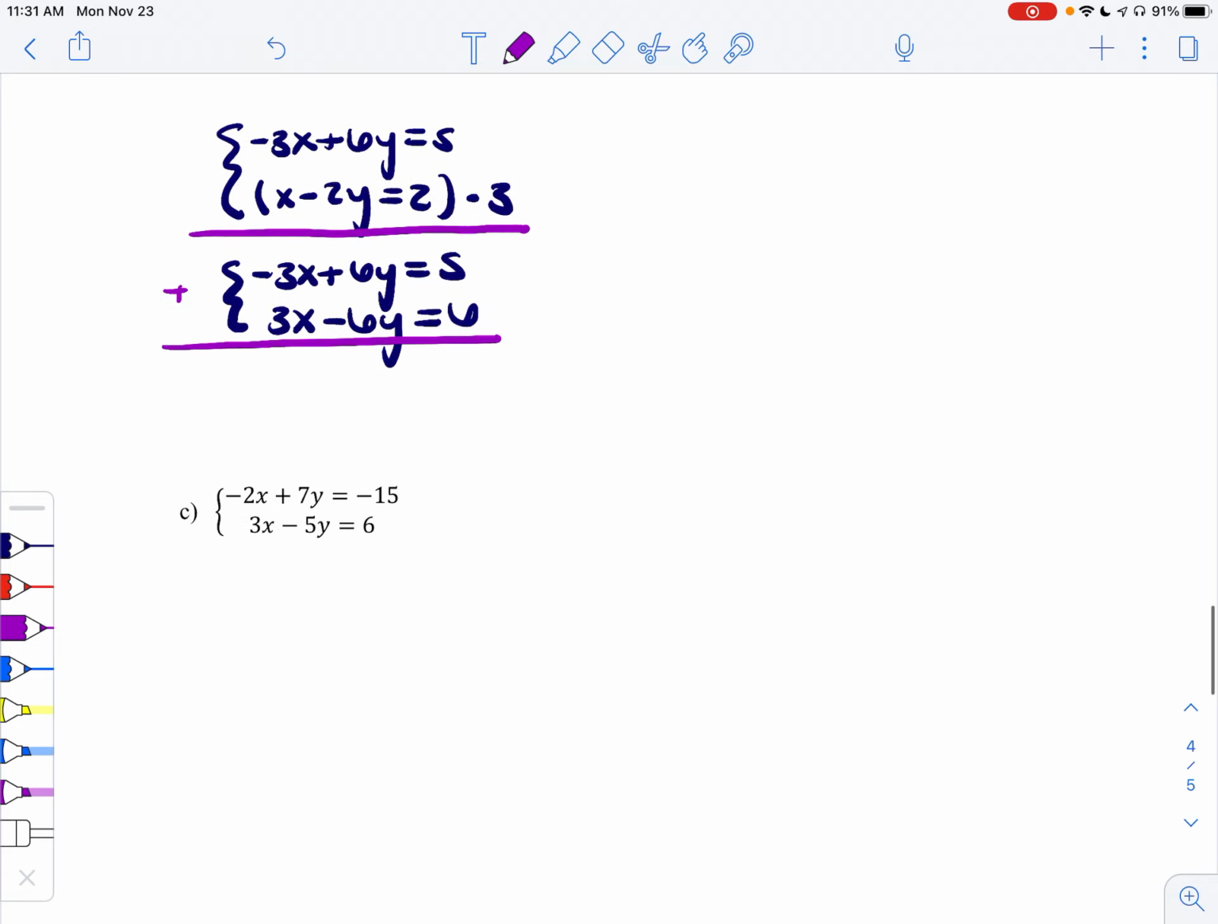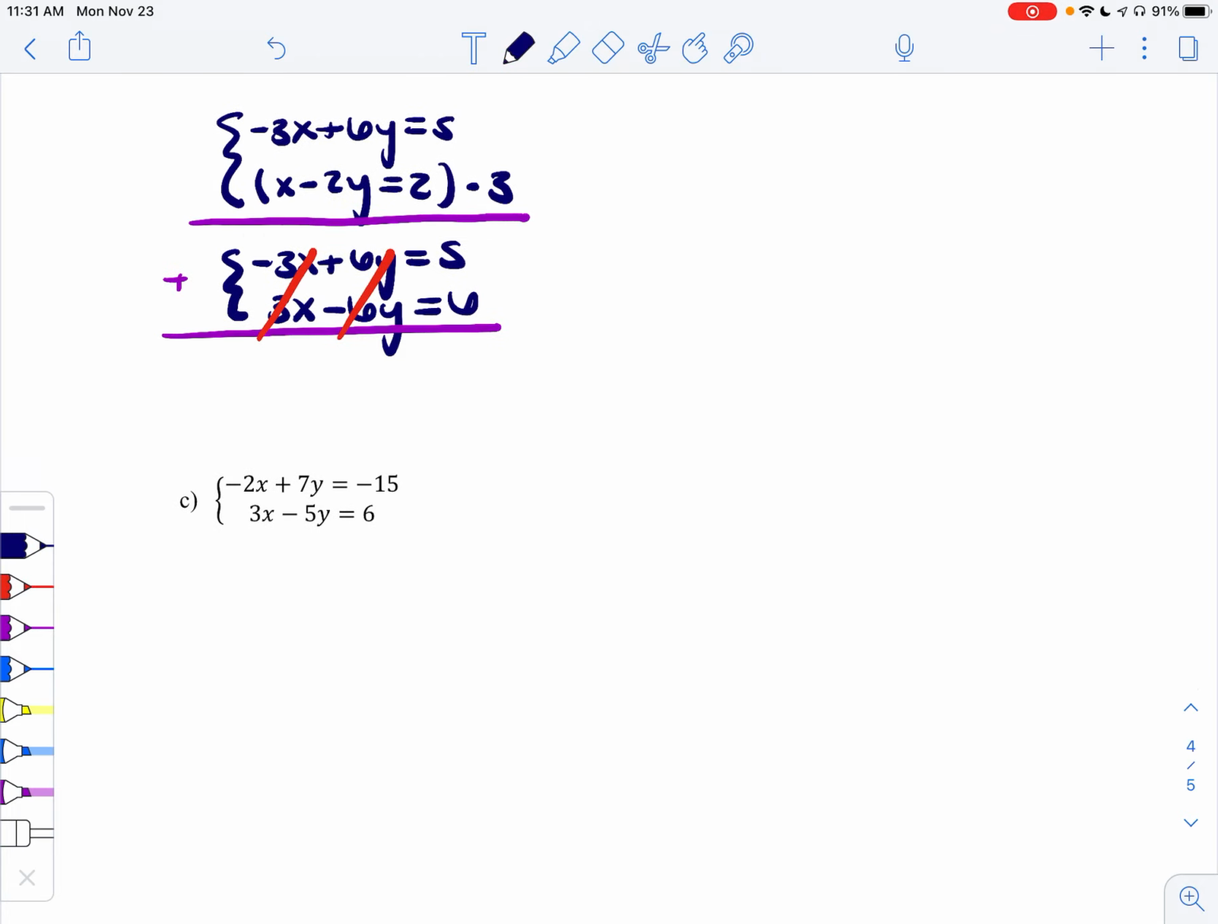So if we do so, a couple things are going to happen here. Notice we have a negative 3x and a positive 3x. So if we add those, they cancel. We also have a positive 6y and a negative 6y. Again, if you add those, they cancel. So there's nothing left on the left-hand side, which means we're left with a 0 over there. And then on the right-hand side, 5 plus 6 gives us 11.